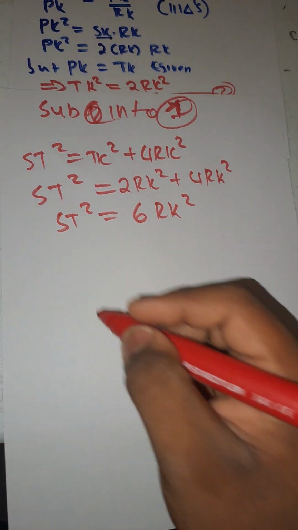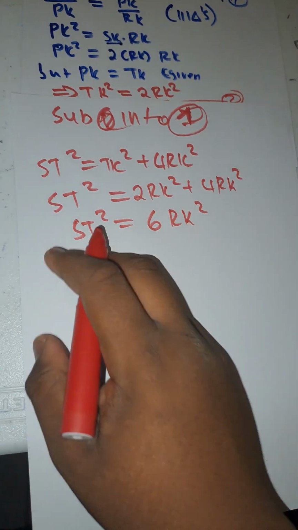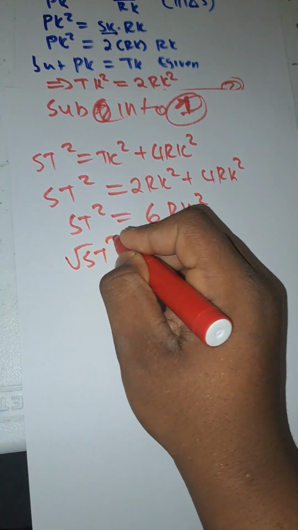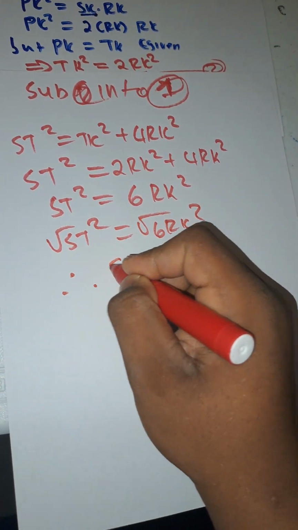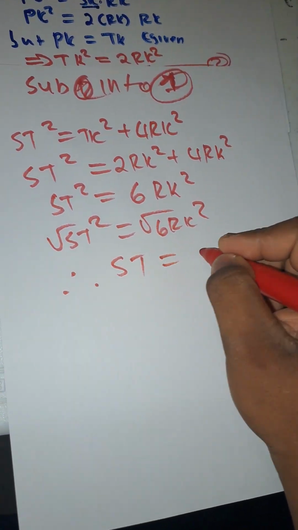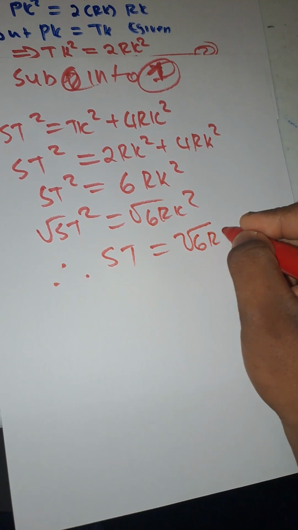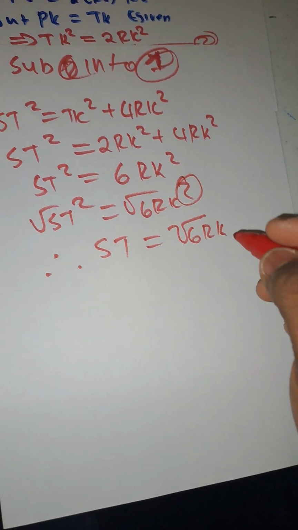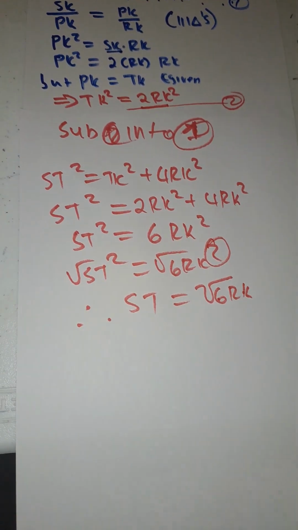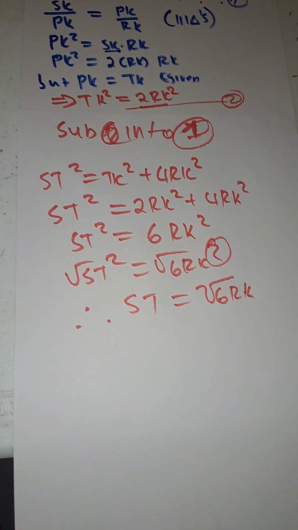Then it's going to be what? When I square root there, root of ST squared is equal to root of 6RK squared. Therefore, my ST is equal to root of 6 times RK, because the square root is removed on this one, and then I'm going to be left with this one. Okay, it's a longer method, but that's how you do it, guys.